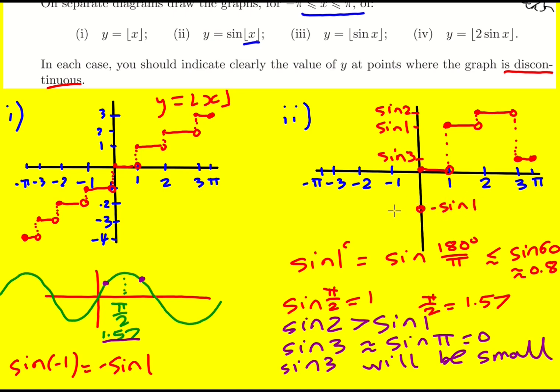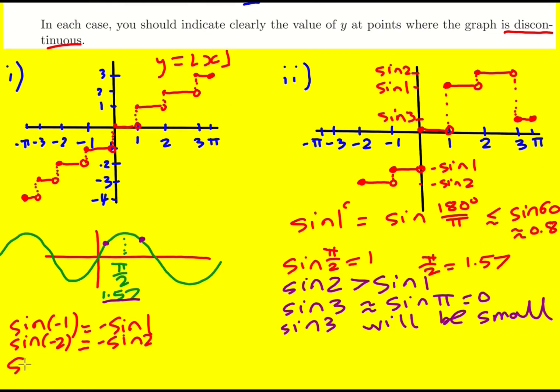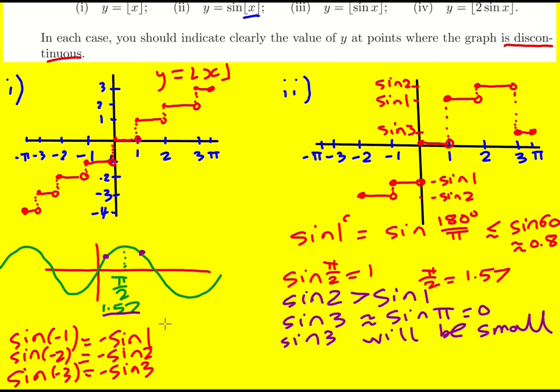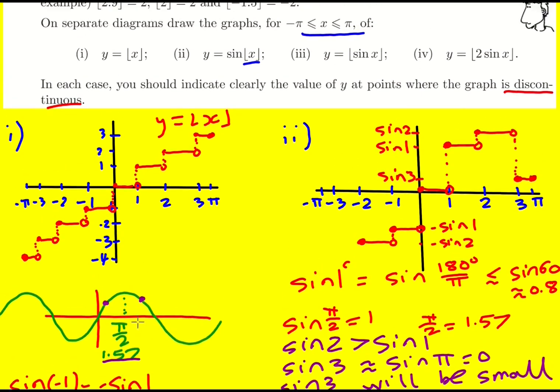Open circle here, like that. And then in a similar way, sine of -2 is going to be minus sine 2. It's going to jump up a little bit. And then sine of -3 is minus sine of 3. So again, close to 0, but this time negative.